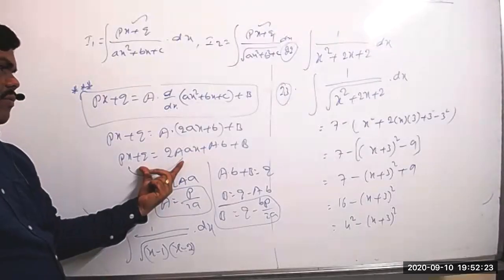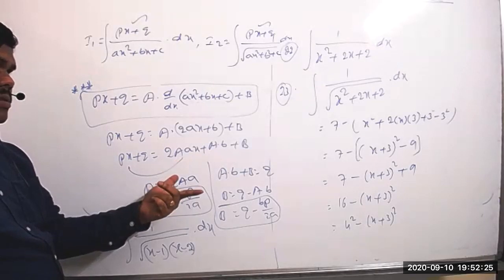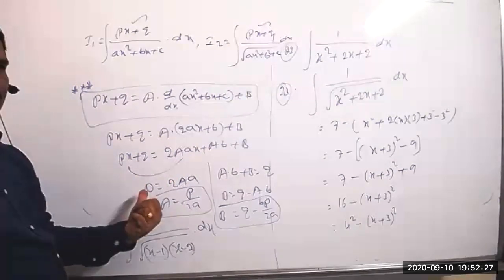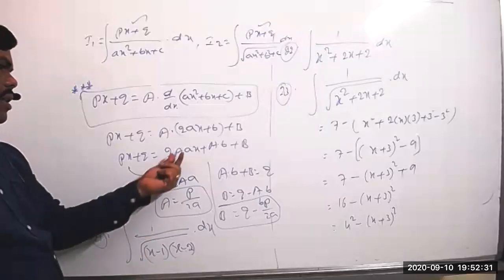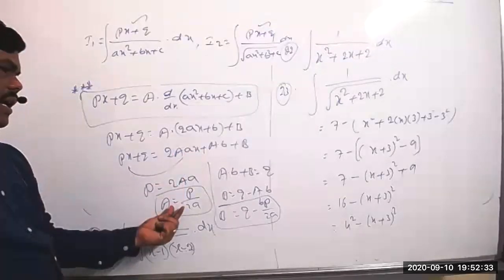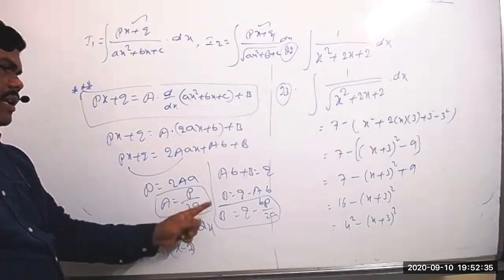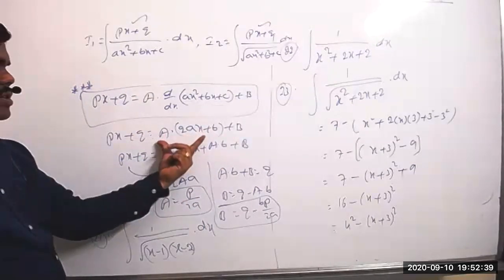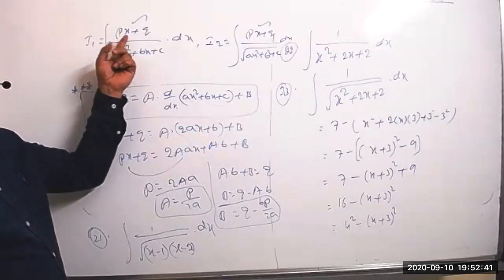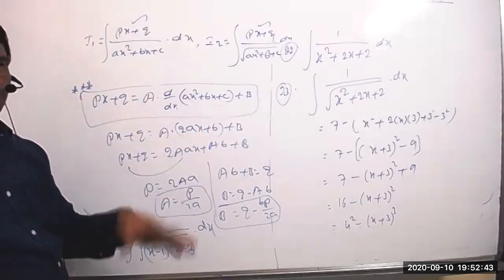So the x value, comparing both sides: x with x, constant with constant. Then the value of capital A and capital B we will get. The capital A and capital B later you can substitute again in place of A and B, and this function you can write by substituting in place of this. Then we do one small example, which means you will understand very clearly.